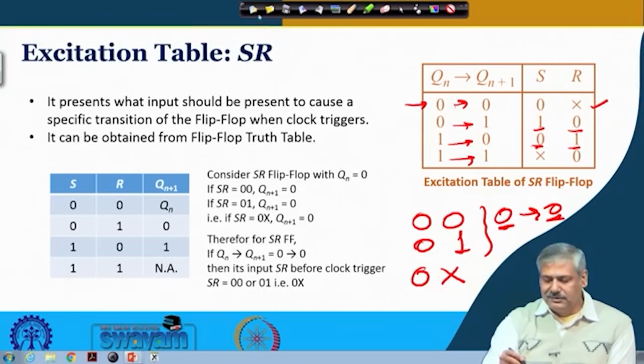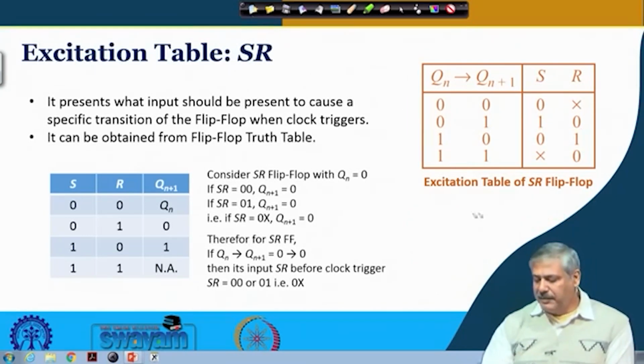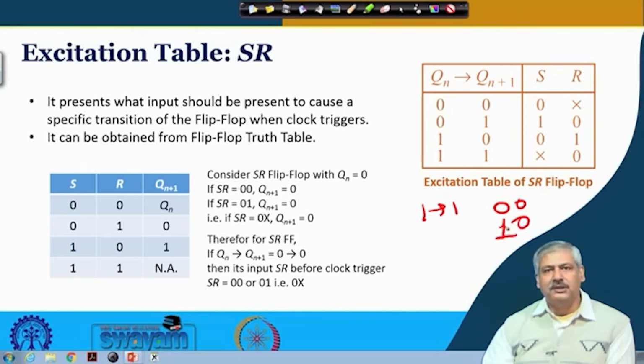And for 1 to 1, you can have the 0, 0 case. If you have 0, 0, the previous value is returned. And if you have 1, 0, that also will make sure that the next value is 1. In either case, for these inputs being present, if the previous value is 1, the next value for sure will be 1. So R needs to be 0 and S can be any of 0 and 1. So that is the case where we say cross 0. Is it clear?